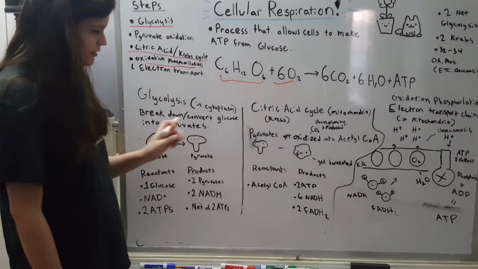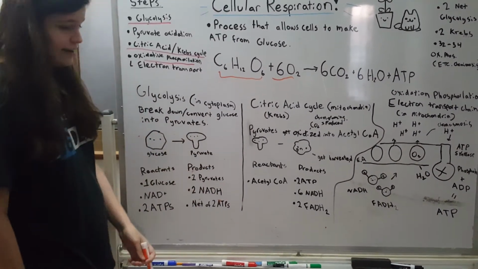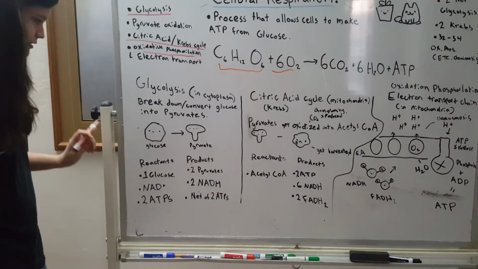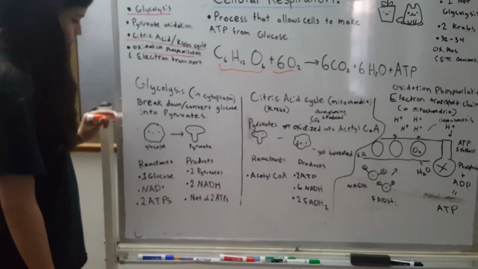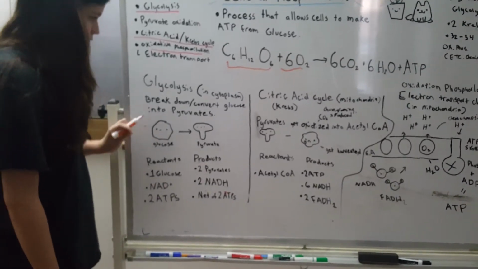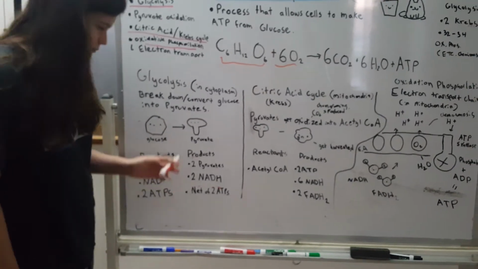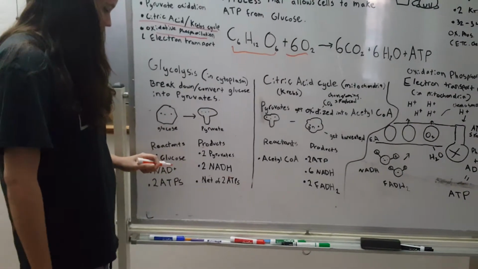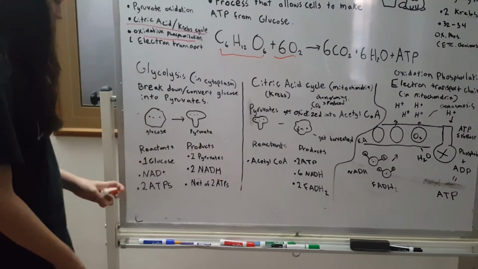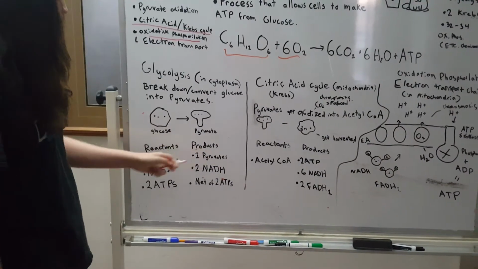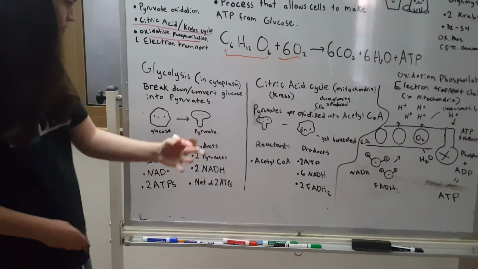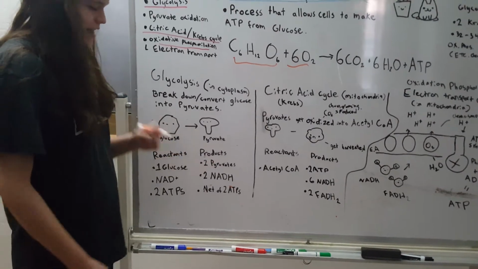This happens in the cytoplasm, and it doesn't need oxygen, which is pretty nice. Here, you break down your glucose and convert it into an easier form called pyruvates. During this process, we have reactants and products. Reactants are what you put in, and products are the output.